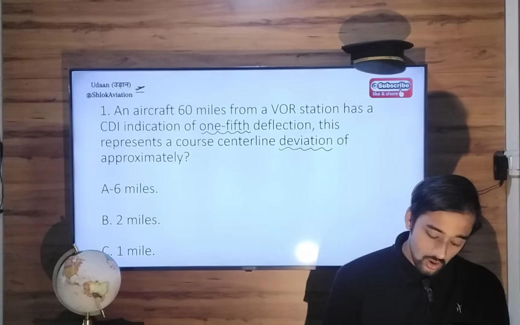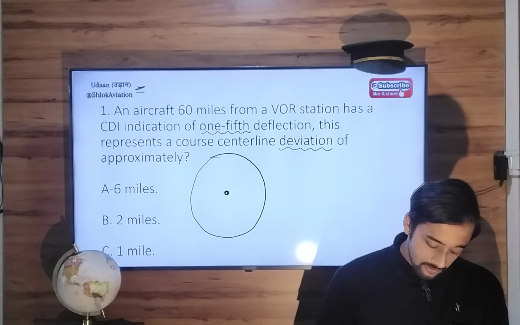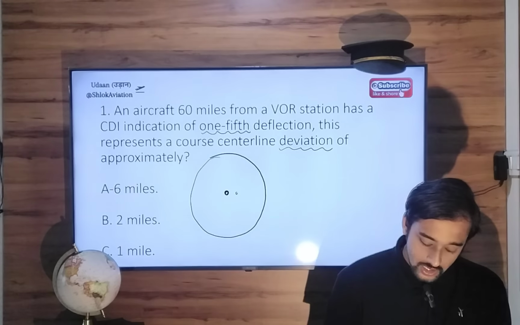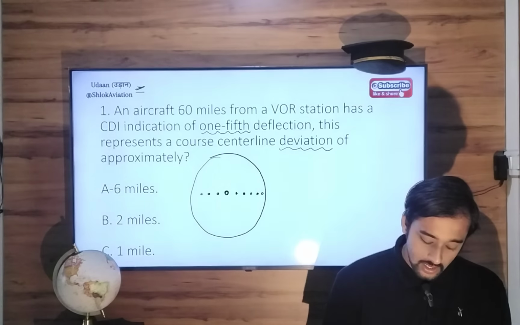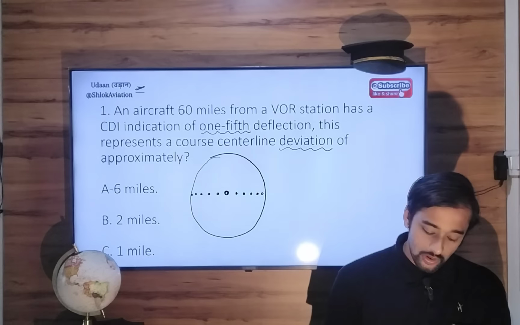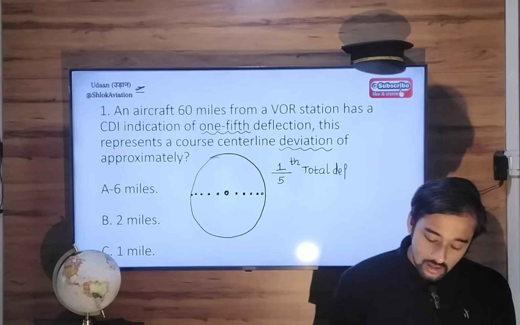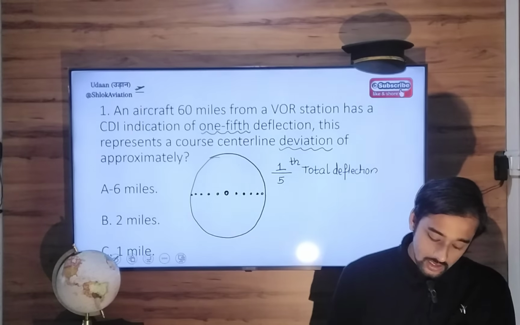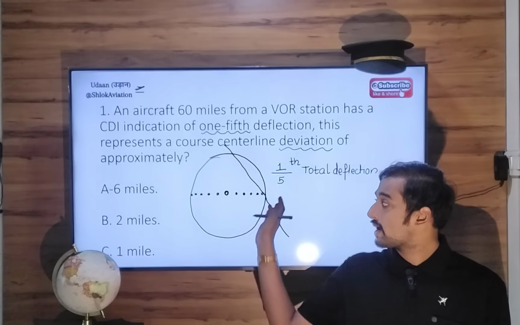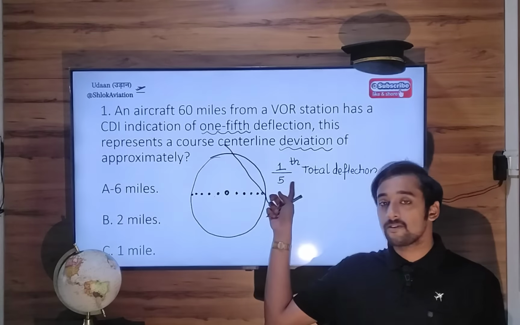That means this is your OBS selector. This is the center dot. There are 5 dots on either side, 5 other dots on either side. And CDI is showing 1/5 deflection, 1/5 of total deflection. Now the maximum deflection that the CDI needle can show is 5 dots, 5 dots right or 5 dots left hand side. So out of that total 5 dots deflection, it is currently showing 1/5 deflection.